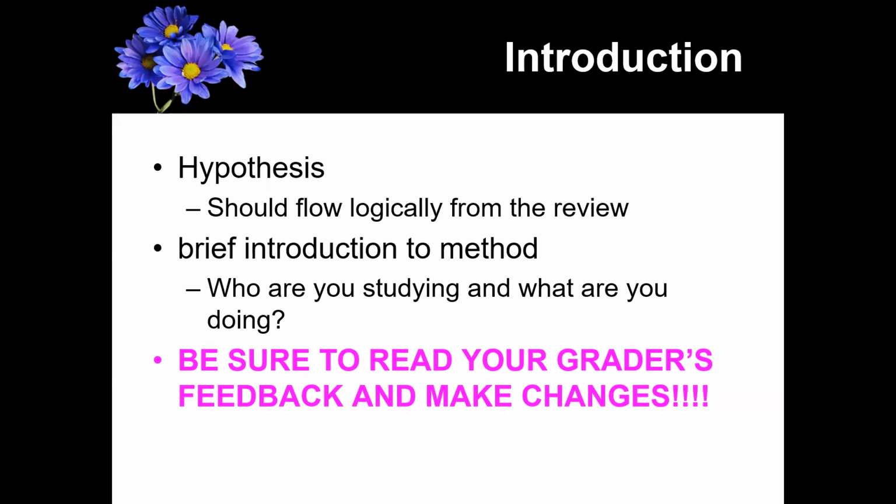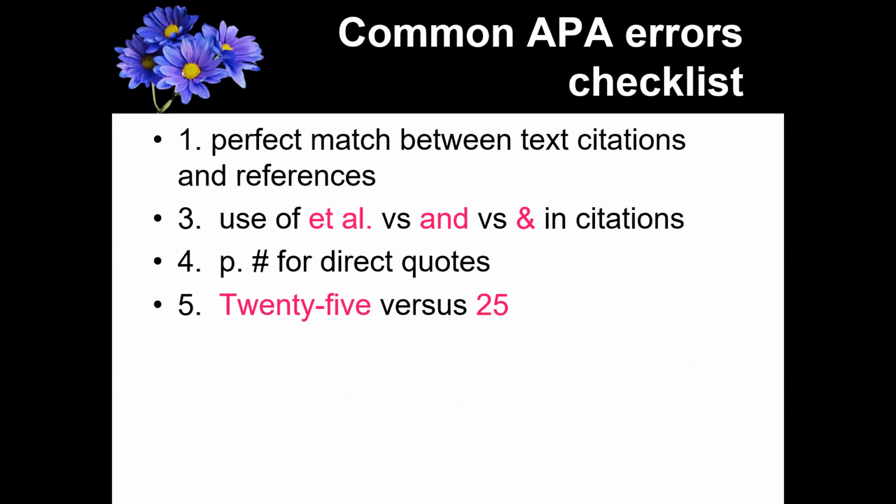Again, I just want to emphasize, be sure to read the feedback I gave you, and make any changes you need to. Also, just a few common errors I was noticing. Just make sure there's a match between your in-text citations and the references page. So make sure you don't have any extras that you don't cite or stuff you cite but then doesn't appear in the references. Remember that we use et al. whenever there's more than two authors, the only exception being if there's multiple papers by the same people, and using et al. would make it unclear which one we're talking about.